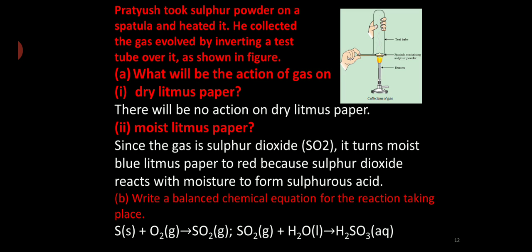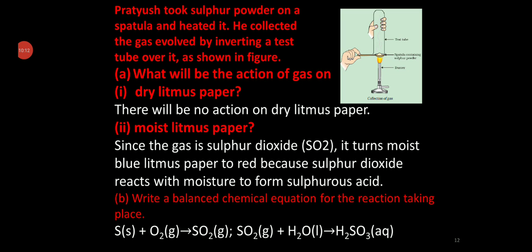The next one: Pratyush took sulfur powder on a spatula and heated it. He collected the gas evolved by inverting a test tube over it, as shown in the figure. So what will be the action of the gas on dry litmus paper? There will be no action on dry litmus paper, so there is no reaction.